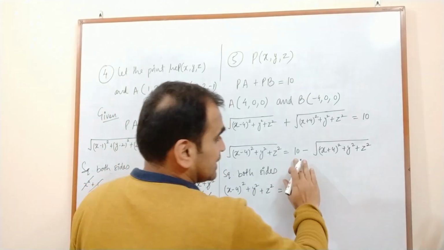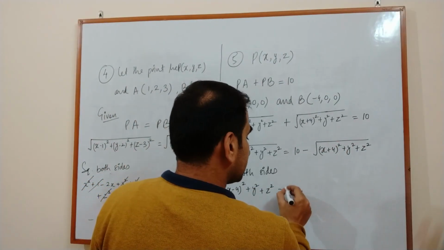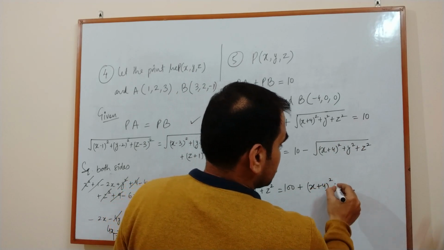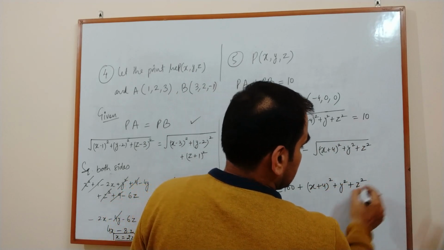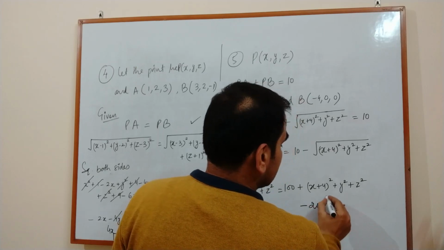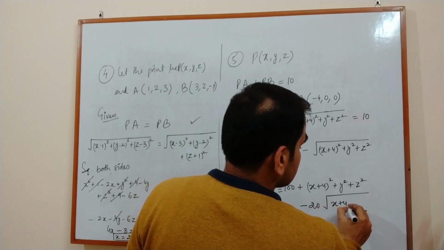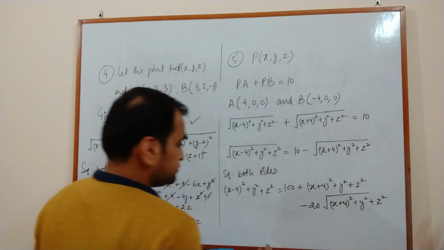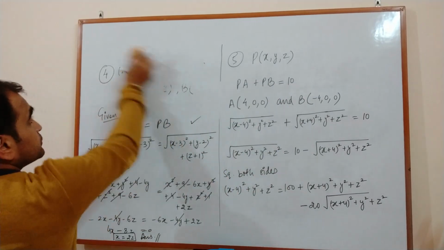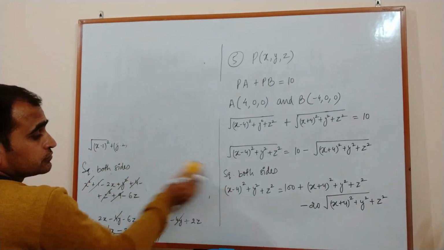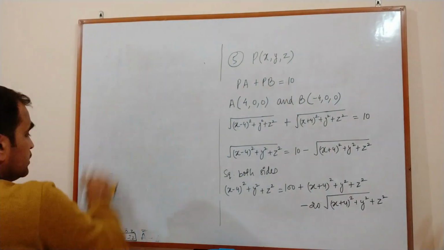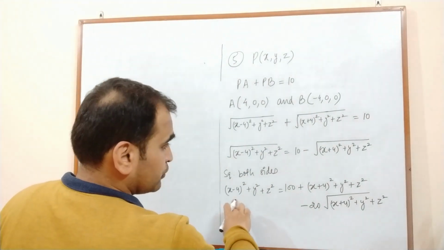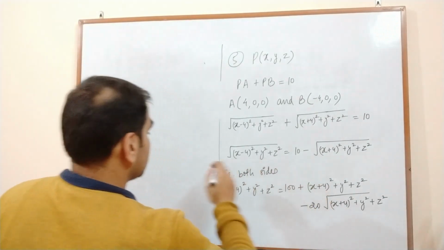And in the right hand side it is like a minus b whole square. इसको open करेंगे तो a square plus b square and minus 2ab, that is minus 20 under root of x plus 4 whole square plus y square plus z square. Okay, so now again we will expand this x minus 4 whole square, we will expand x plus 4 whole square. So what will happen?